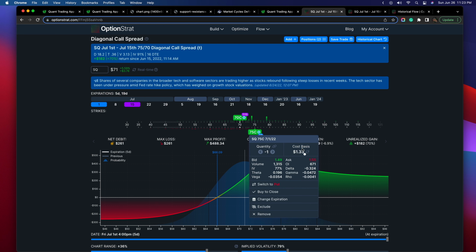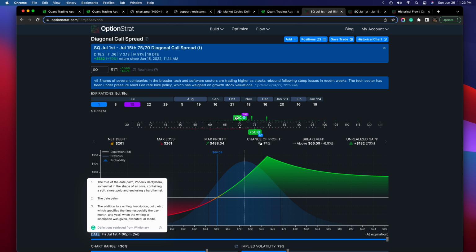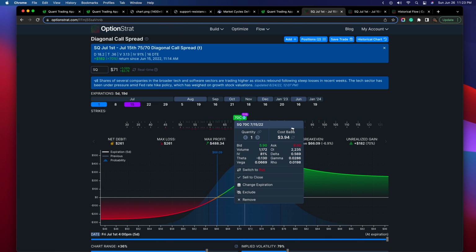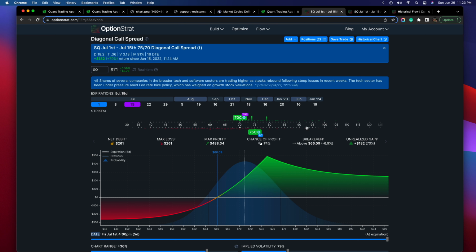Now I received $130 in credit, and that's reducing the cost of this $70 call right here. So if this call is going for $4, and then I'm getting a credit of $1.33 from the other spread, then it reduces the cost of $4 down to this much. So again, that's just a little bit of how this works. But if you're unsure, I would highly recommend you just look up diagonal call spreads and get familiar with reading a risk profile, so you can get familiar with these types of spreads.